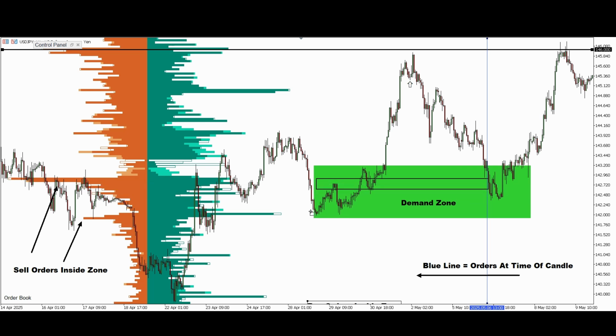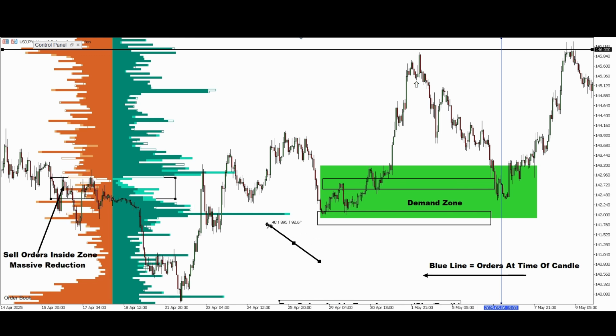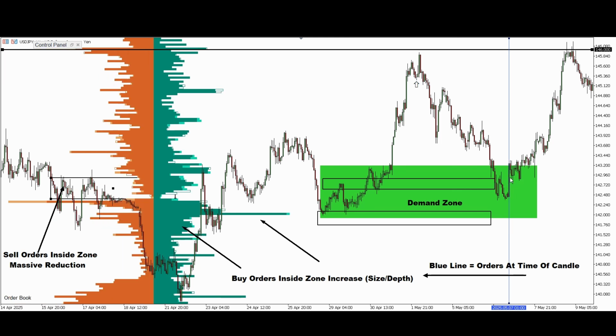As price begins to rise out of the demand, the order book on the right side shows a shift. The buy orders increase, market sentiment flips, and traders begin entering long positions from inside the zone. This shift from sell side liquidity to buy side participation confirms that the zone is acting as a source of active institutional buying. You're literally watching the transition from liquidity grab to accumulation to markup. The order book confirms the story of the demand zone.